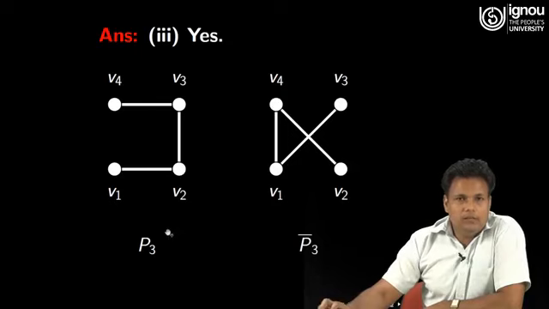and such a graph is P3. You can see that P3 has diameter 3, right, and the complement of P3 is this one, and this graph is essentially P3, and hence its diameter is also 3.